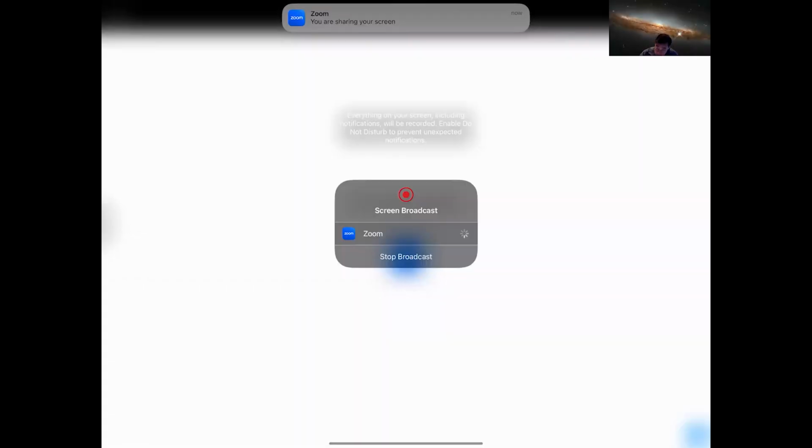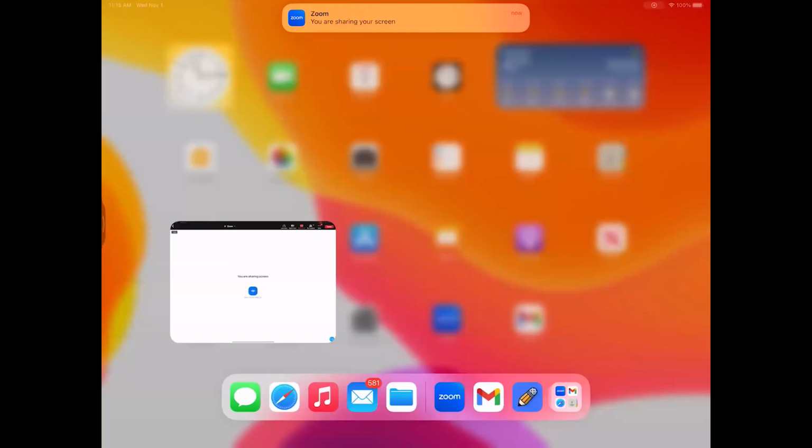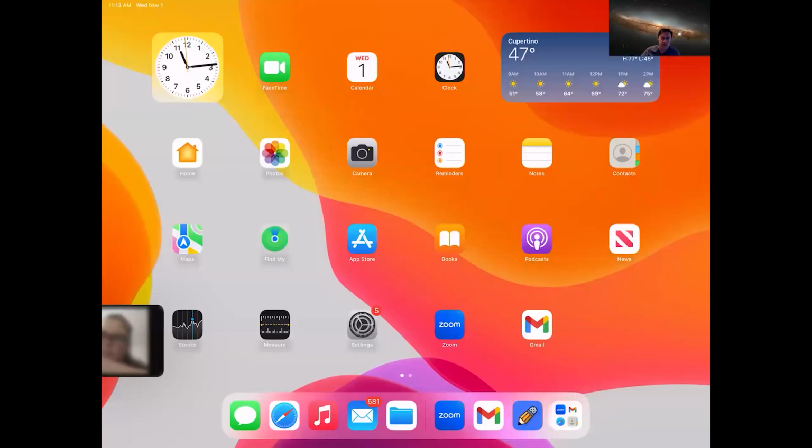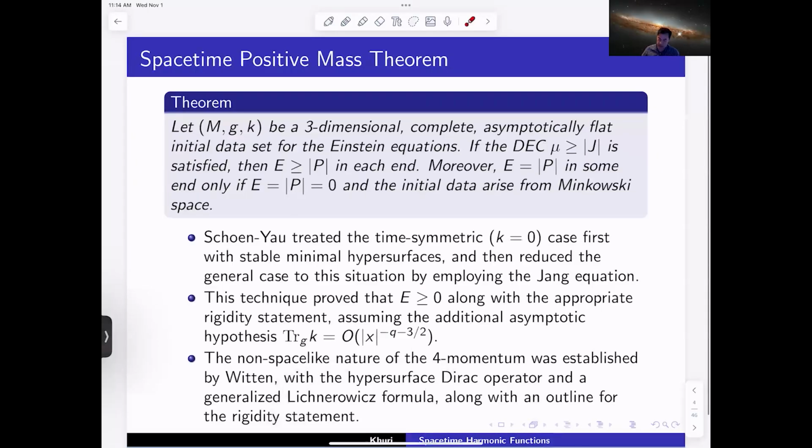Okay, someone put a... Yeah, I think the screen sharing seems to have stopped. Okay, something happened. Screen sharing. I'll start it again. There it is. Okay. Coming up. Now you need to open your talk again. There. Okay, good.